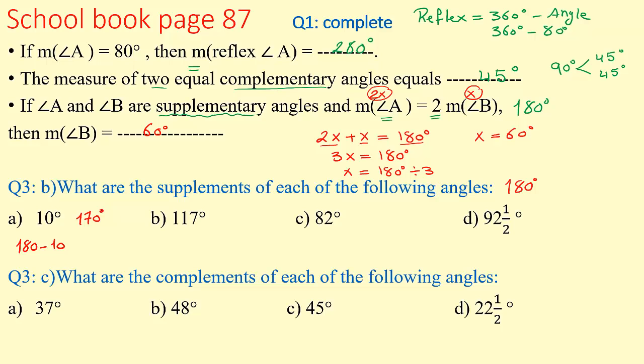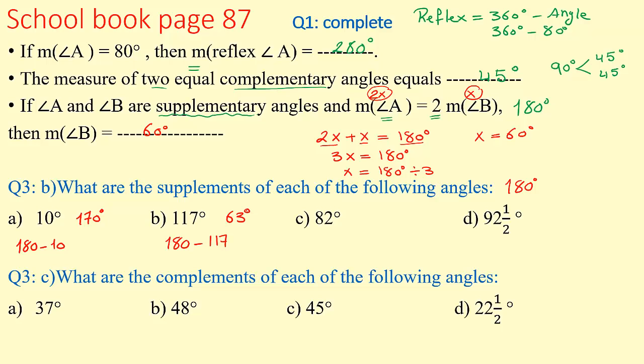Let's go for number B. Again, he wants to find the angle that supplements the angle of 117 degrees. So, simply I'm going to make 180 degrees minus 117 and I will have an answer of 63 degrees. 63 degrees is the angle which supplements 117 degrees. I would like you now to pause and go and answer C and D by yourselves, and then come back to compare your answers.